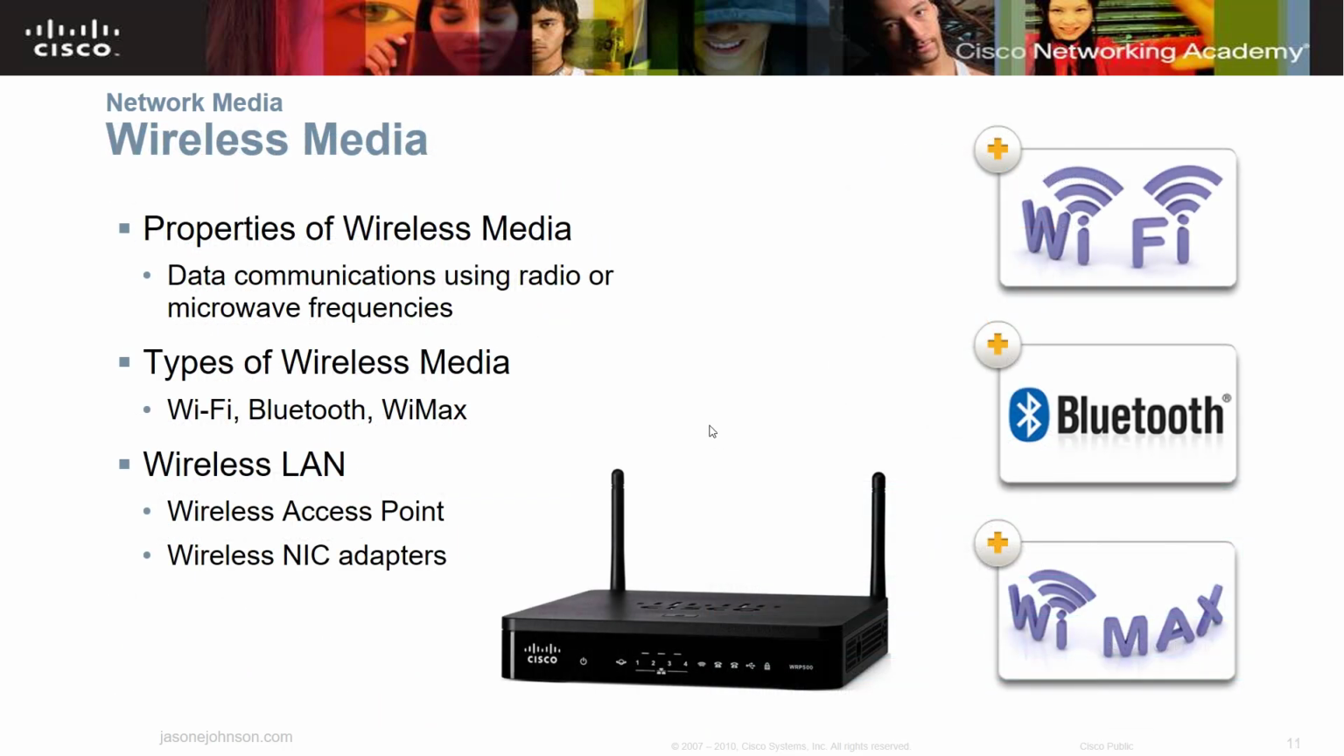Now, when we talk about wireless media, the properties we're talking about are data communications using radio or microwave frequencies. Your distances are much shorter on wireless media, based upon what you're using, whether it's Bluetooth or Wi-Fi. Bluetooth is a much smaller range than Wi-Fi. There are different types. You have Wi-Fi, Bluetooth, WiMAX. There are some other ones out there too, and you'll read about those in your chapter.